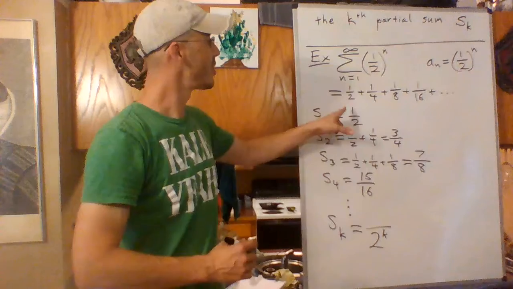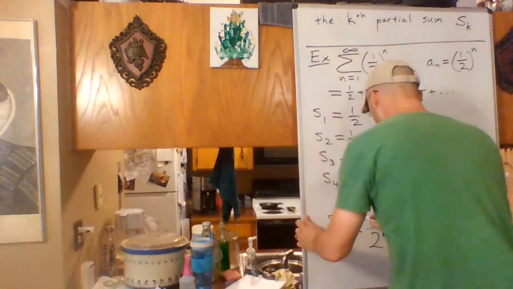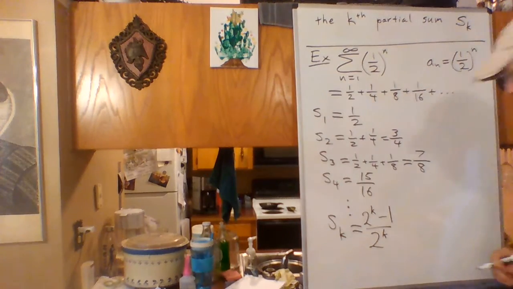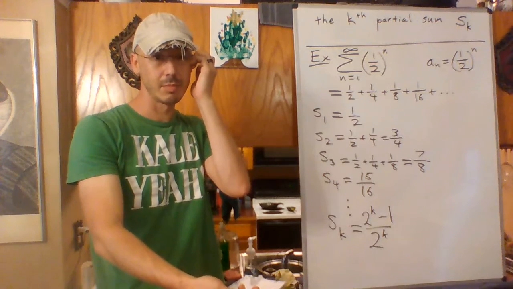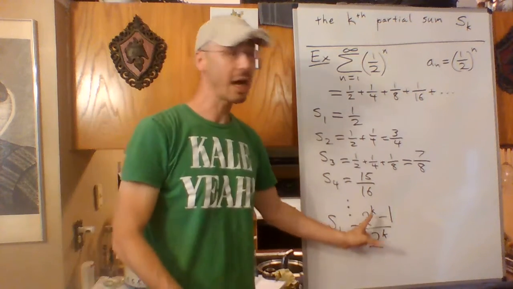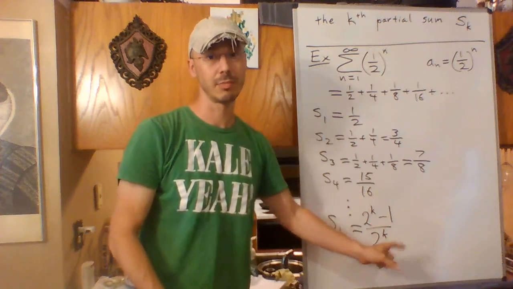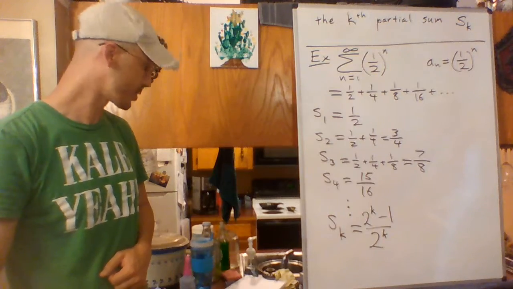Also notice that the numerator is always 1 less than the denominator. So we can write just that number, 2 to the k, minus 1. Not 2 to the k minus 1, but rather 2 to the k, minus 1. And that's our general term for the sequence.